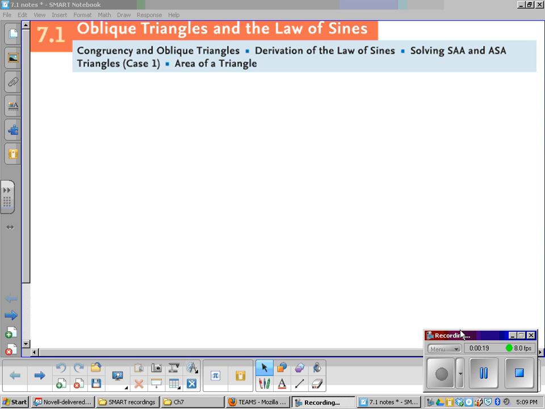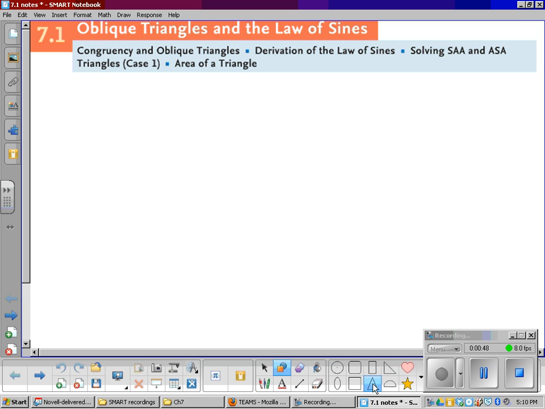Sometimes these triangles are called oblique triangles. These triangles require the law of sines and the law of cosines. Pythagorean theorem and SOHCAHTOA only work in right triangles. Before we derive these laws of sine and cosine, we're going to review a little vocabulary. Specifically, the vocabulary of similar and congruent triangles.